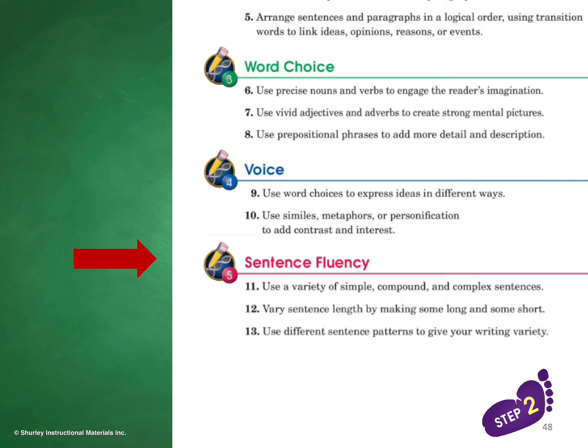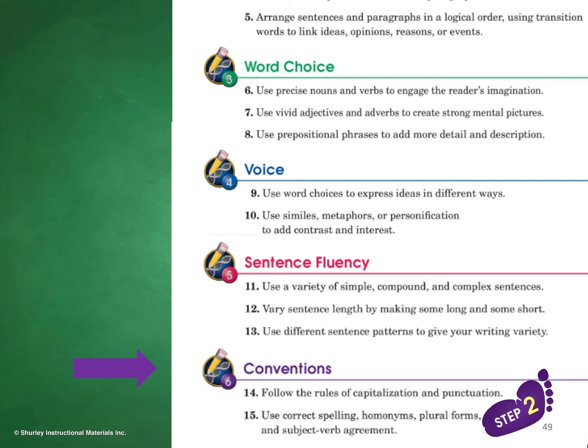The fifth trait of effective writing is sentence fluency. Students are taught to keep their readers' attention and help them to focus on important ideas by using a variety of sentence types. Varying the length of sentences will assist them in emphasizing important ideas. Also, as students learn the different sentence patterns, they will give their writing variety.